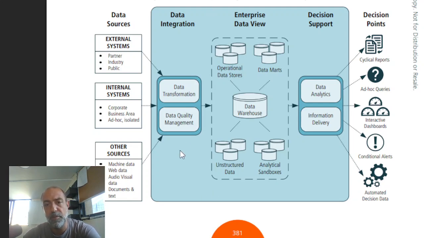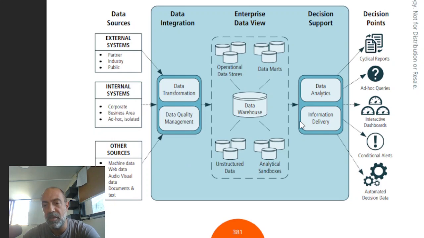We integrate the data, we transform it, we manage the data quality, and then it dives into this engine that we're talking about. Or maybe this is still within the engine. Anyways, data integration is the step before we receive it as an enterprise or a business, and then there's the support that we need afterwards. So enterprise data view: we store them, we put them in warehouses. We take the data that we receive and we split them. Some of them are unstructured, some of them are analytical.